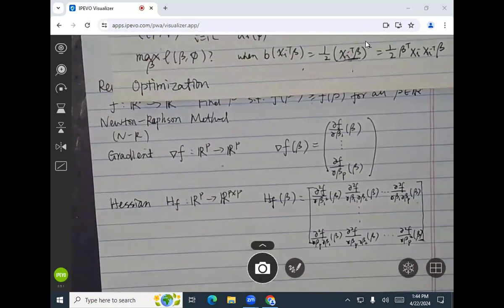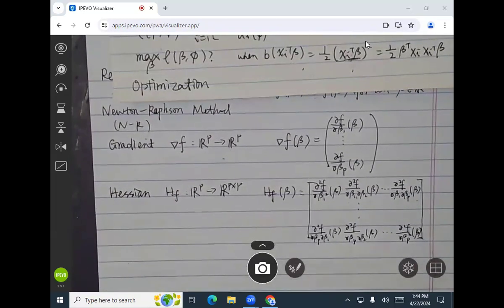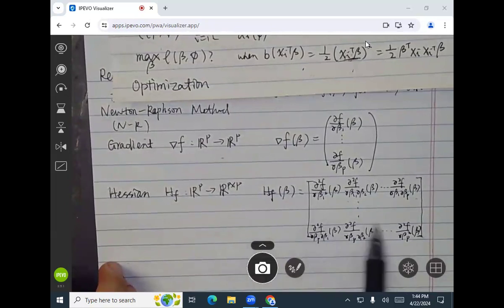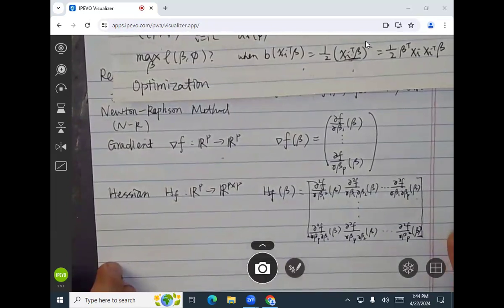If we use the analogy in one-dimensional second derivative, the second derivative is about the curvature, right? The first derivative is about the slope. The second derivative is the curvature, how convex or how concave the curve is at that place. But this is the multi-dimensional, p-dimensional version.